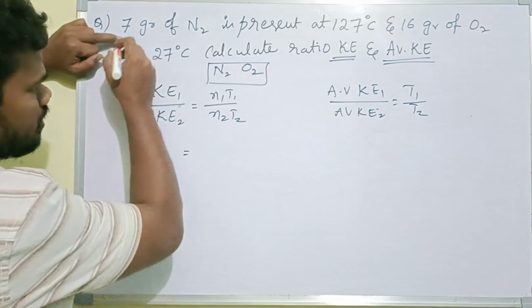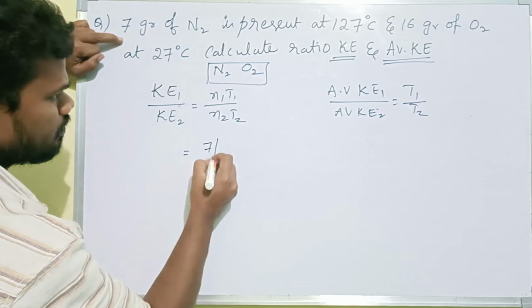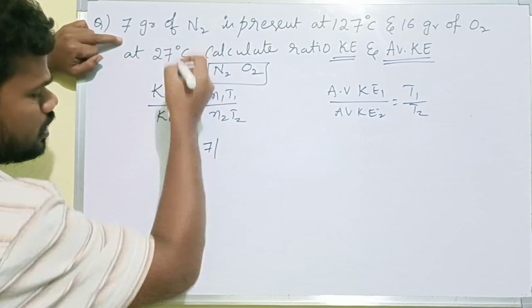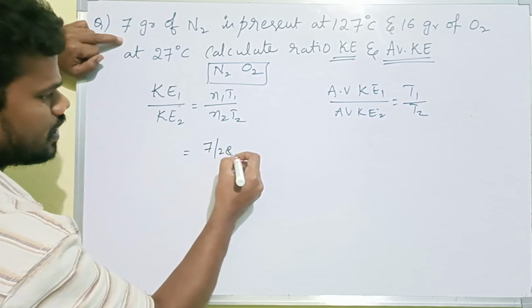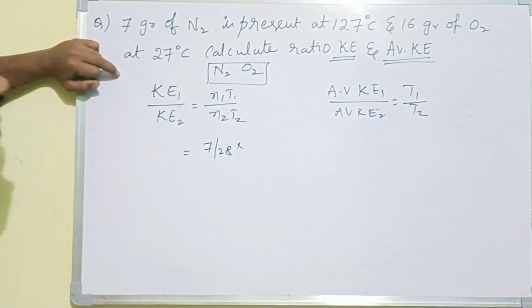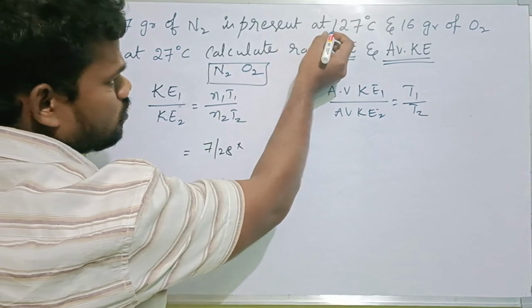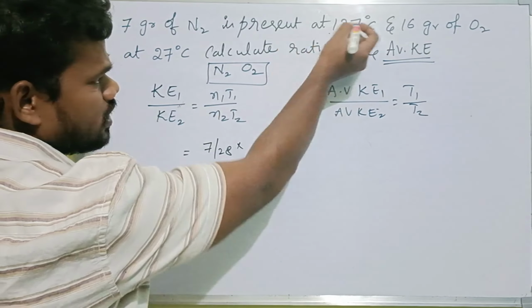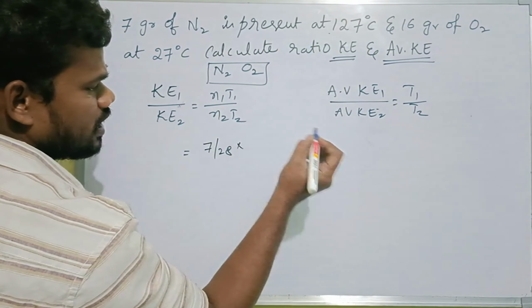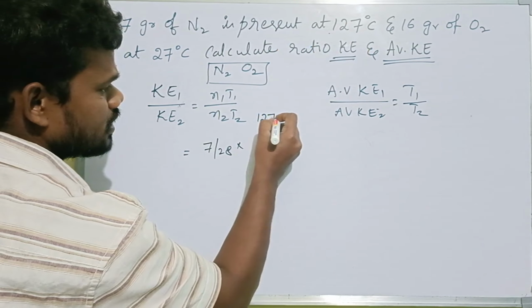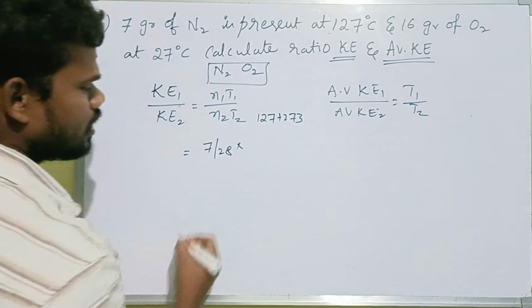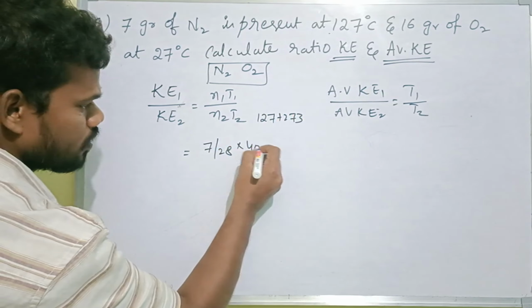The given weight here is 7. What is the molecular weight of the N2 molecule? That is 28 into T1. Temperature T1 here is 127 degrees Celsius. Converting into Kelvin, 127 plus 273, that is 400 Kelvin.